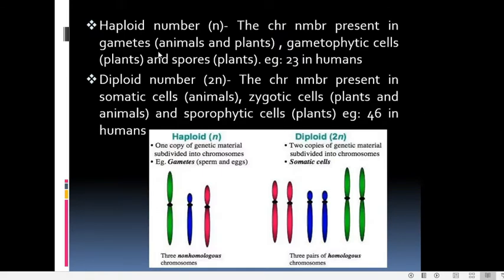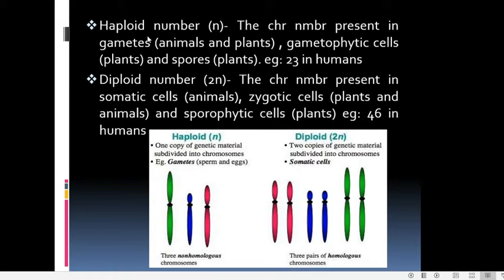Now, we will see the various terms which are used for denoting chromosome numbers in various cells of organisms. We usually use either the term haploid number or diploid number. Haploid number refers to the number of chromosomes present in the gametes of an organism, either a plant cell or an animal cell, or the gametophytic cells of plants or certain spores of plants. So, this number is the haploid number and is denoted as n.